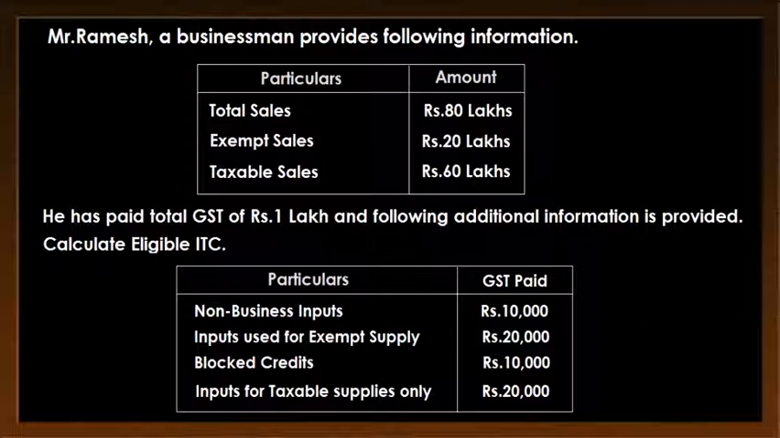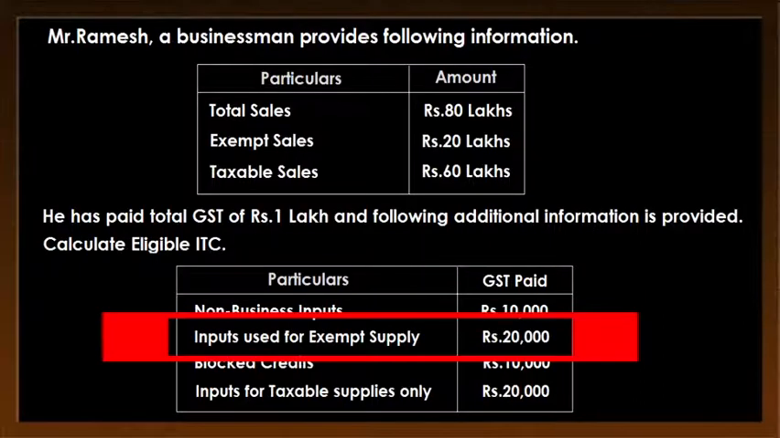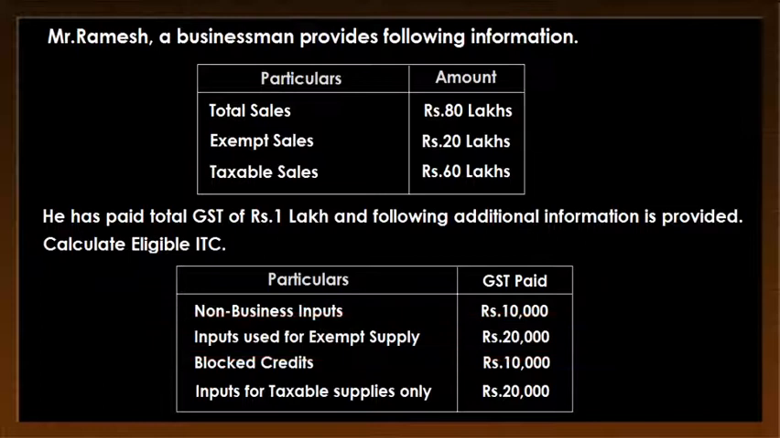This 10,000 rupees GST is a dirty credit, a bad credit, you will not get the credit of the same. Next is E. E stands for exempt supply. Do we have some inputs which were purchased only to make exempt supplies? Yes, in serial number 2 they told inputs used for exempt supplies. How much is it? 20,000. So fill 20,000 under E.